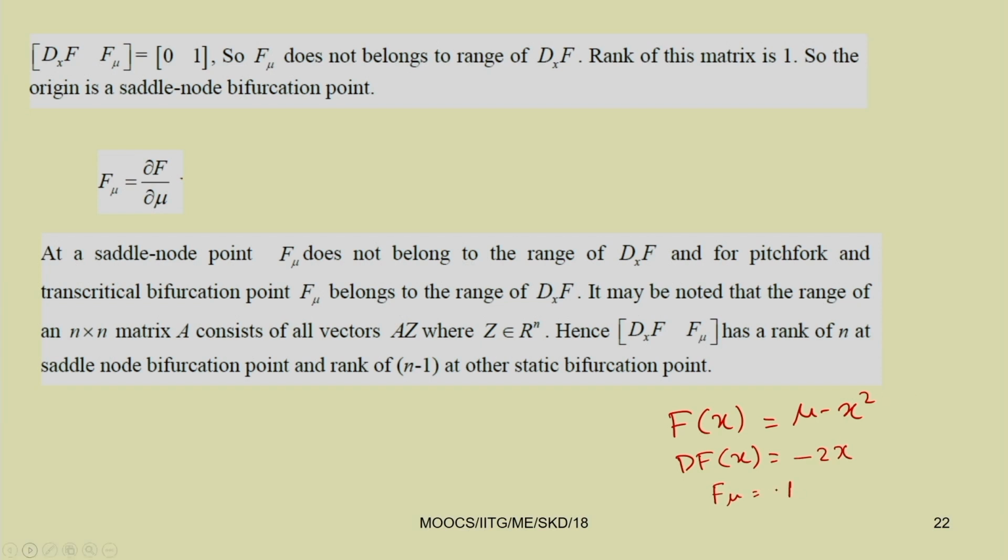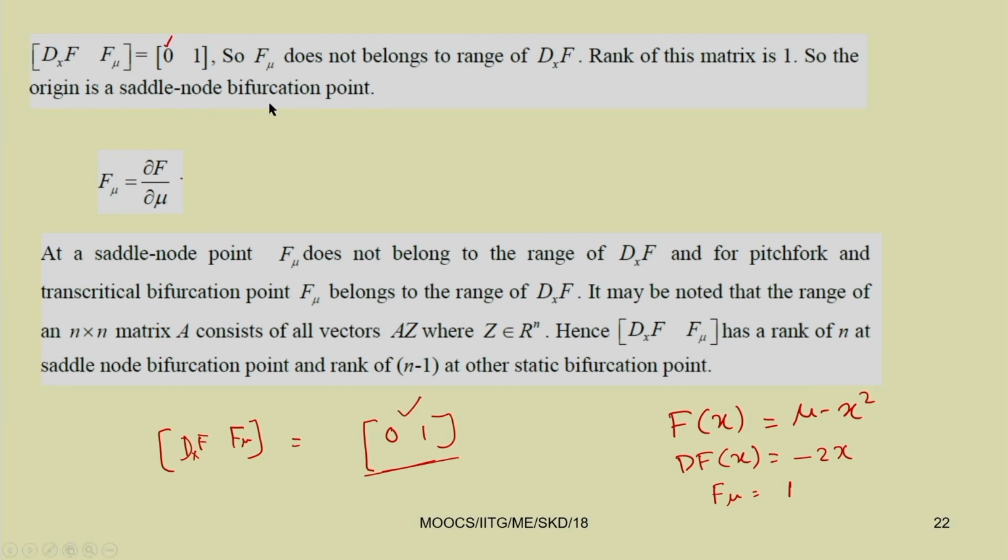So, this becomes 1. If I construct a matrix, then for the equilibrium position dxf equal to 0, and f mu equal to 1. So we have constructed the matrix of dxf and f mu, which equals 0 and 1 in this particular case. Here you can see that f mu does not belong to the range of dxf. So the rank of this matrix is 1.